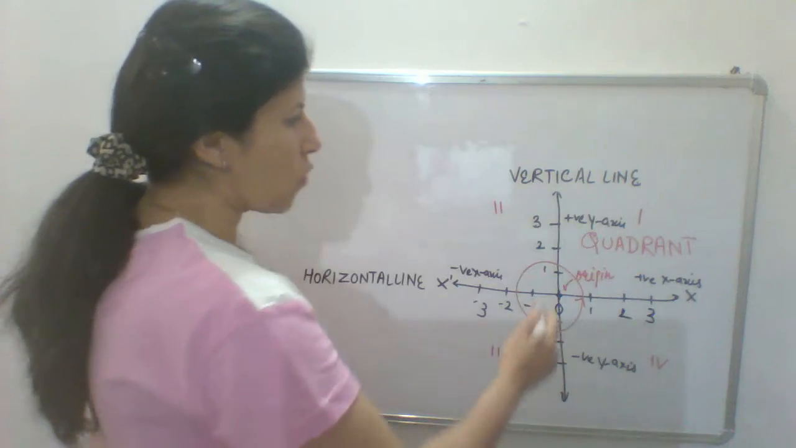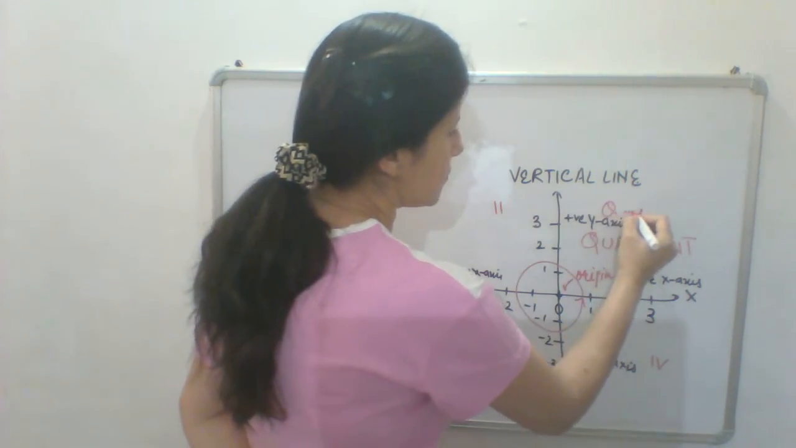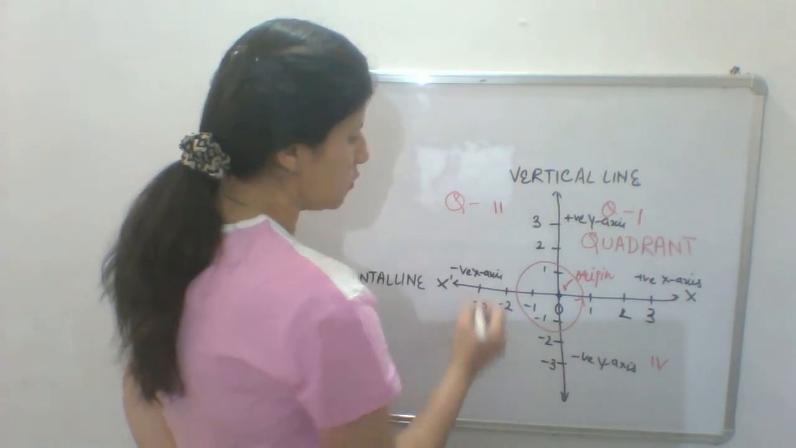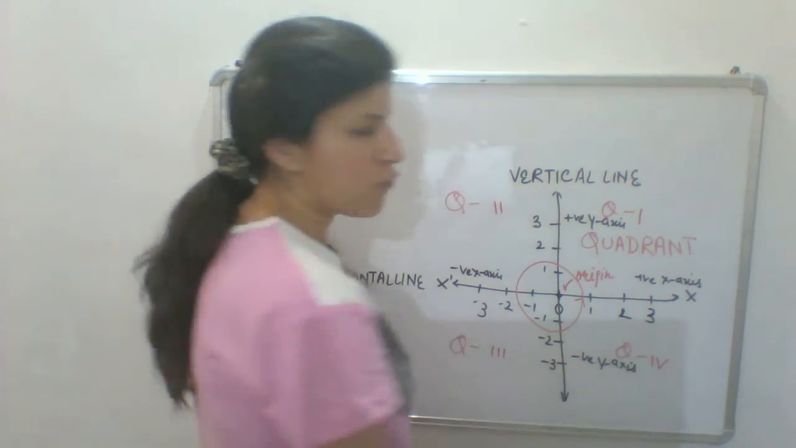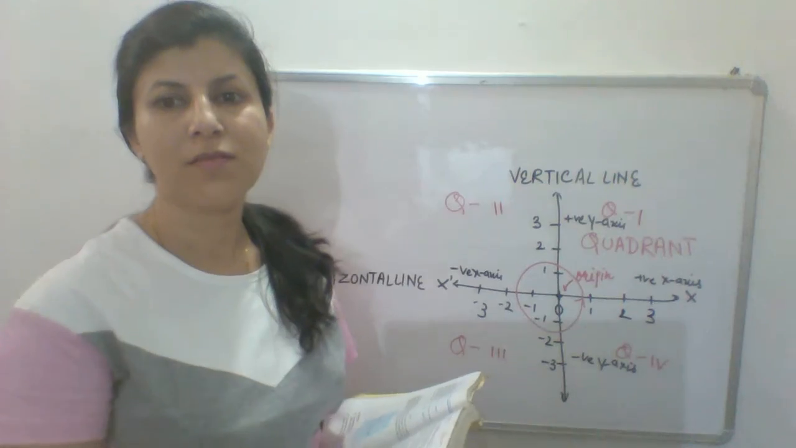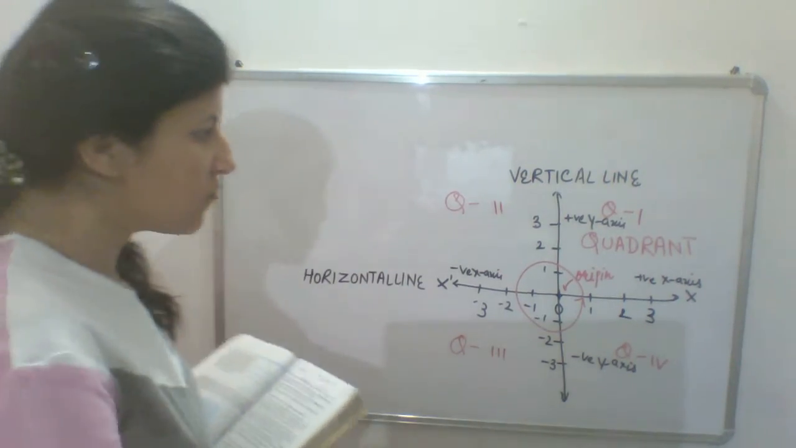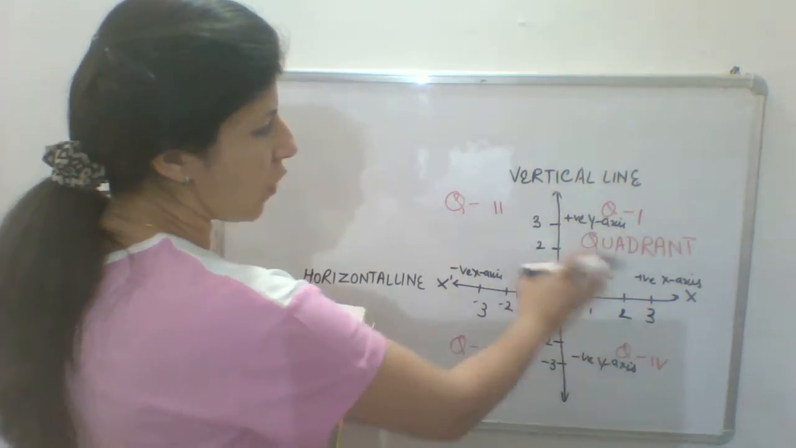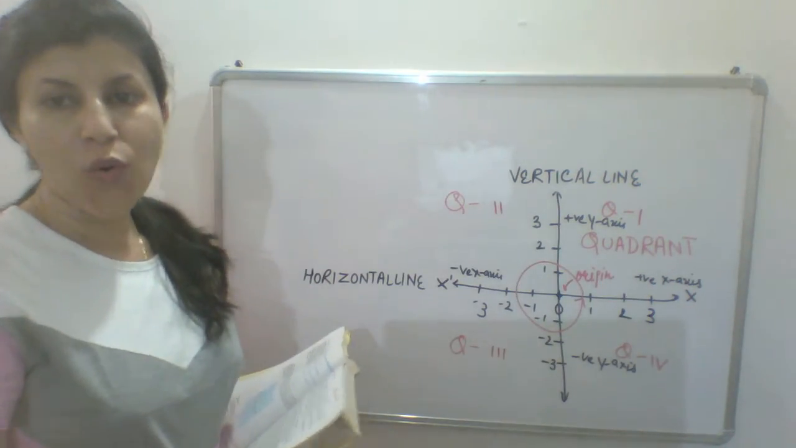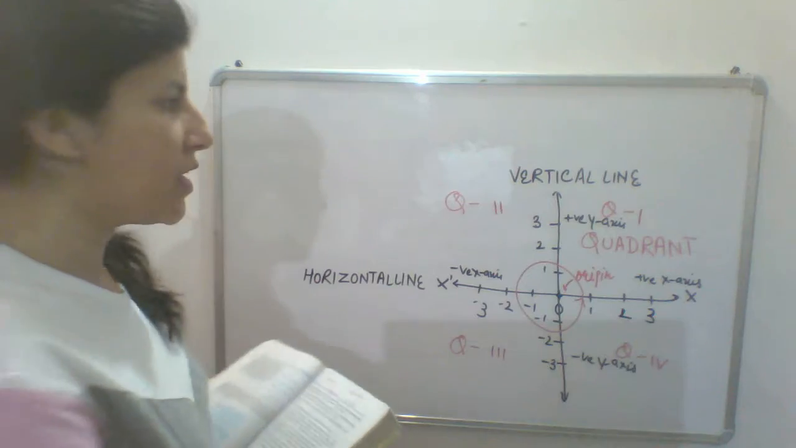Quadrant. This is quadrant 1. This is quadrant 2. This is quadrant 3 and this is quadrant 4, right? And the plane which consists of both these two axes and these quadrants is called coordinate plane or Cartesian plane, right?